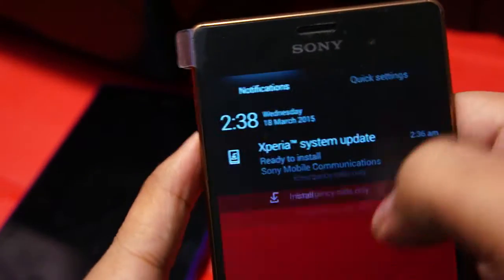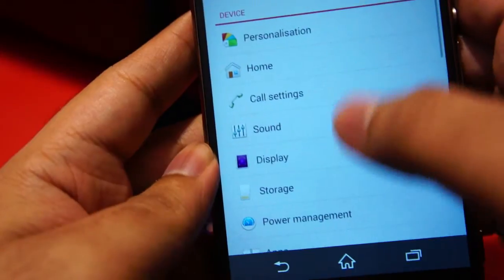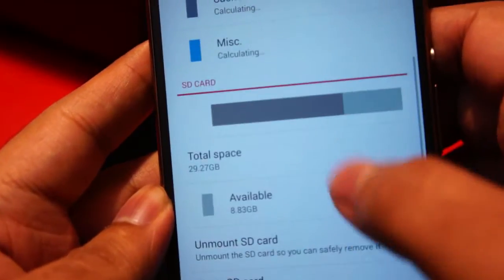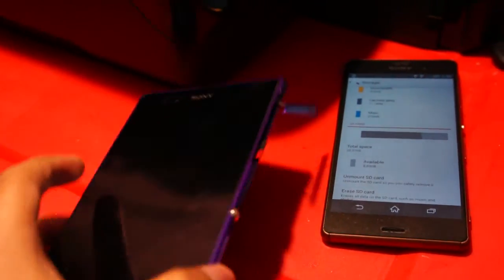and let's just see if the memory card is installed or not. Go to storage, and there we go. We have the SD card online, but it was slightly different in other Xperia.